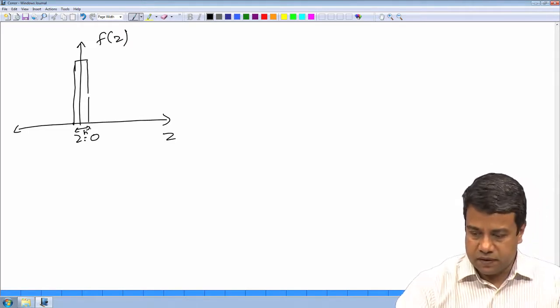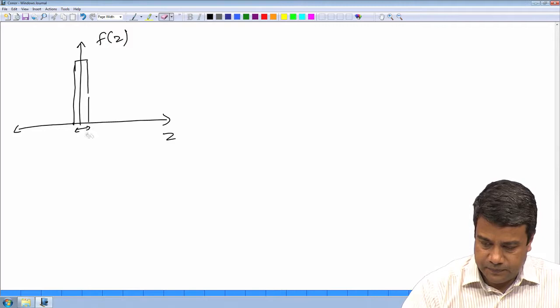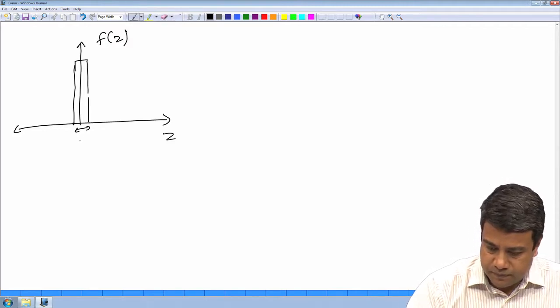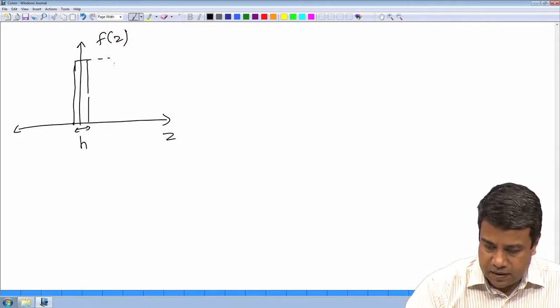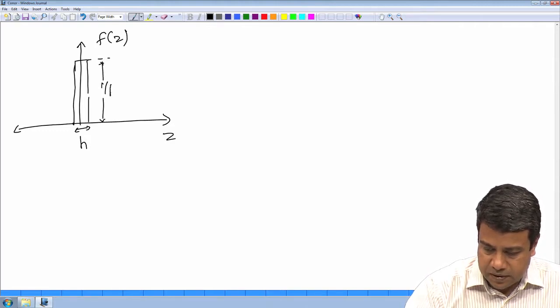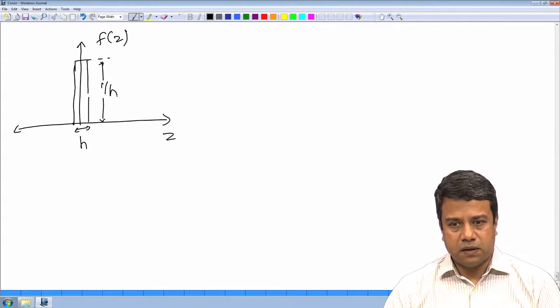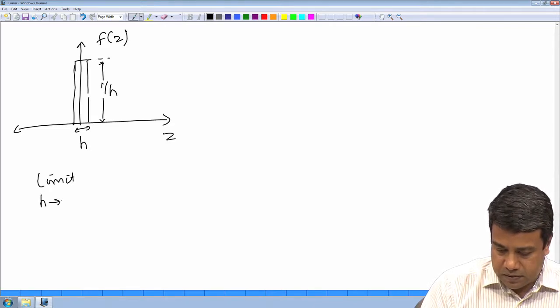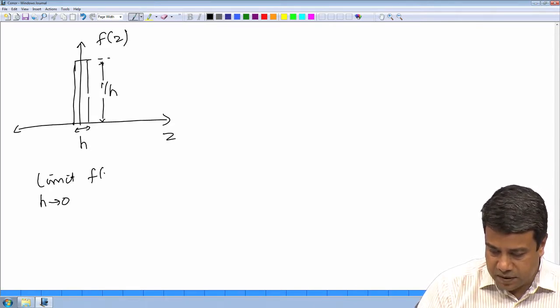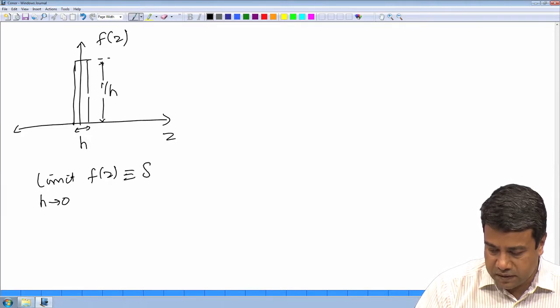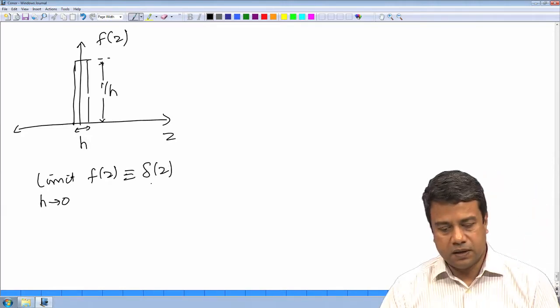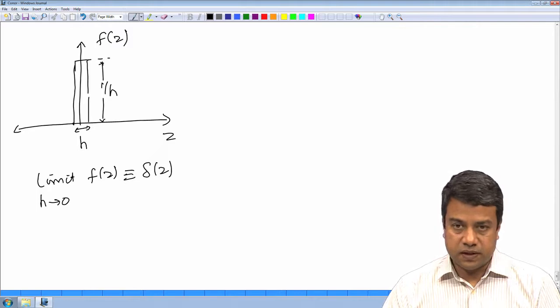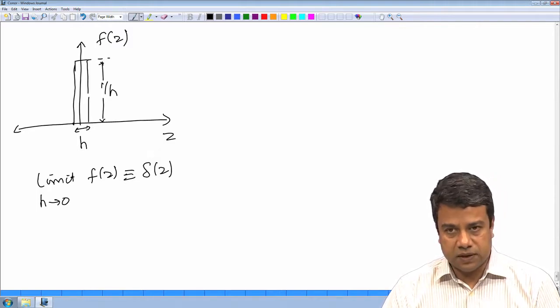The width of this function is equal to h and the height is equal to 1 over h. If you take the limit as h goes to 0 of this function f of z, this is a delta function, delta of z. Note that the height is equal to 1 over h and the width is equal to h.